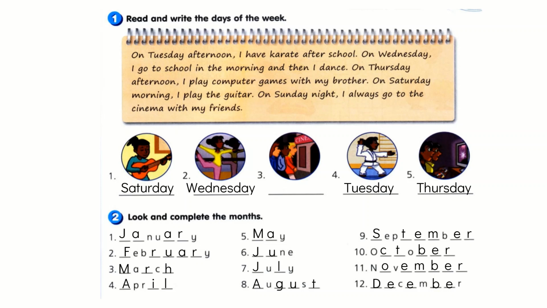And last, on Sunday night, I always go to the cinema with my friends. Now, there's only one left, and they even wrote the word cinema for you. If you look carefully in the background of the picture, you will see C-I-N-E. So the correct answer for this would be Sunday.